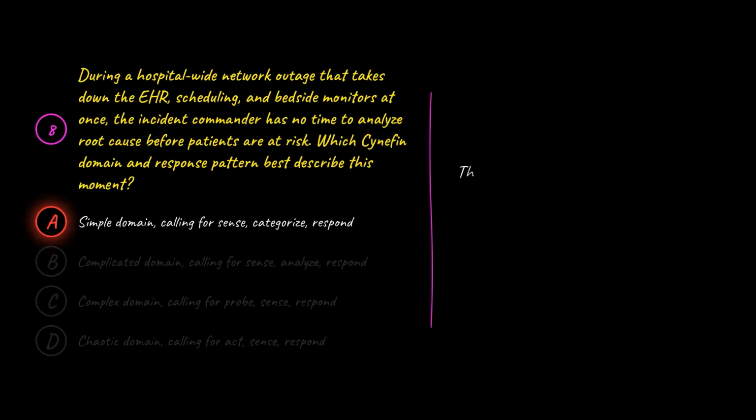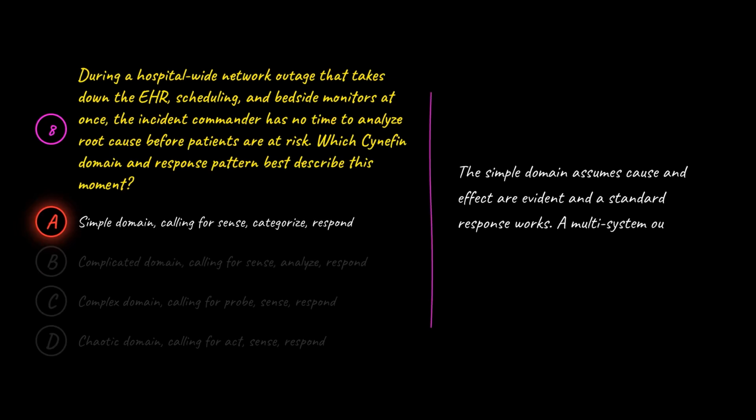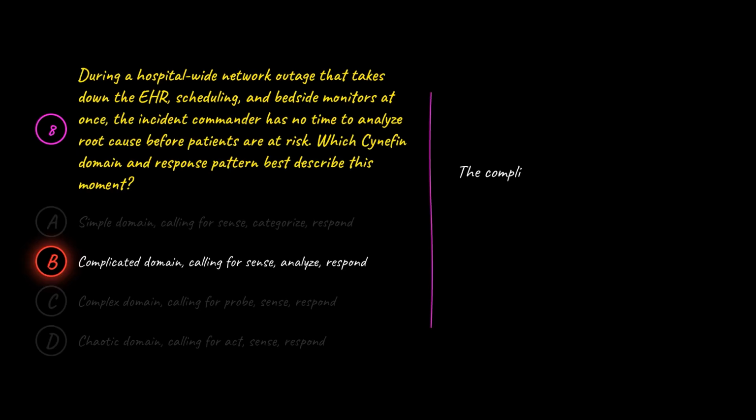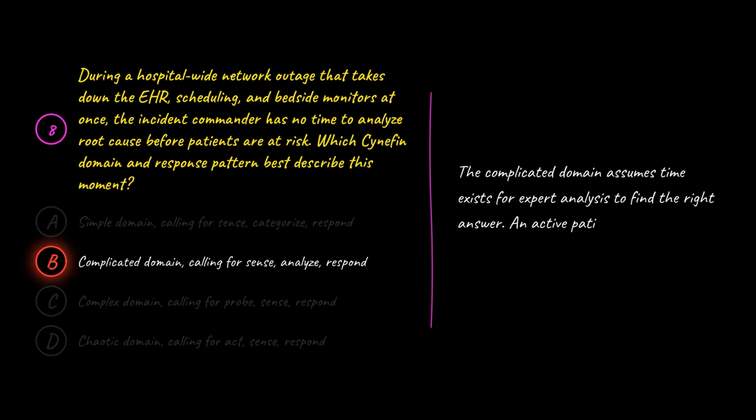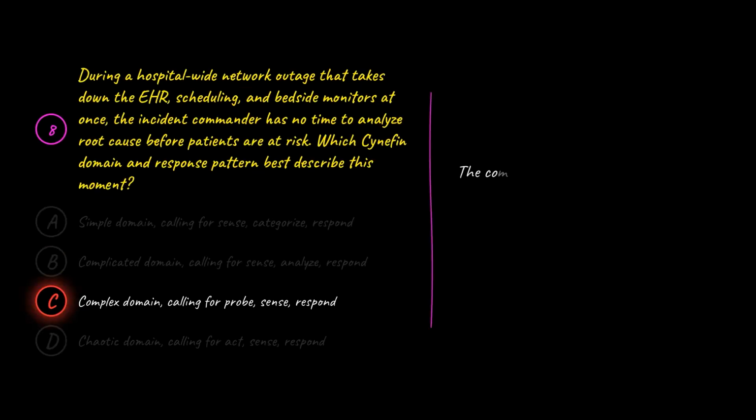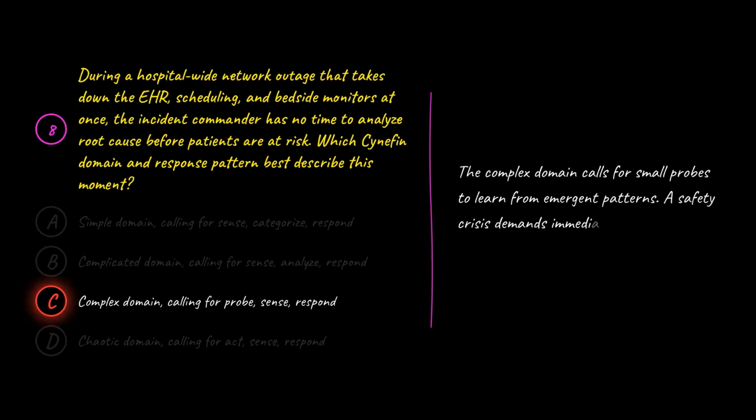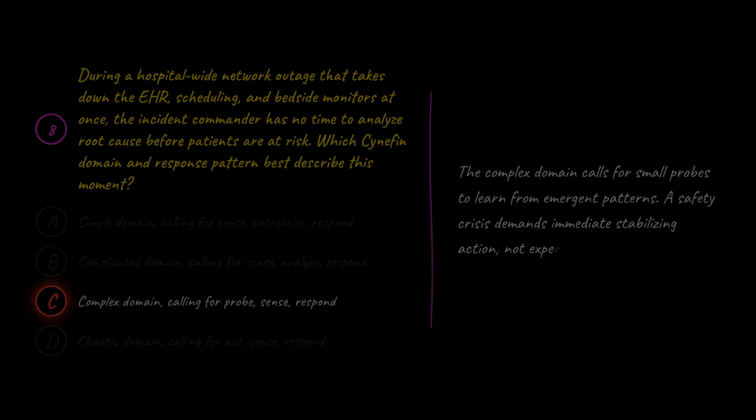A is wrong because the simple domain assumes cause and effect are evident, and a standard response works. A multi-system outage with patients at risk is not standard. B is wrong because the complicated domain assumes time exists for expert analysis to find the right answer. An active patient safety crisis does not allow that pause. C is wrong because the complex domain calls for small probes to learn from emergent patterns. A safety crisis demands immediate stabilizing action, not experimentation.